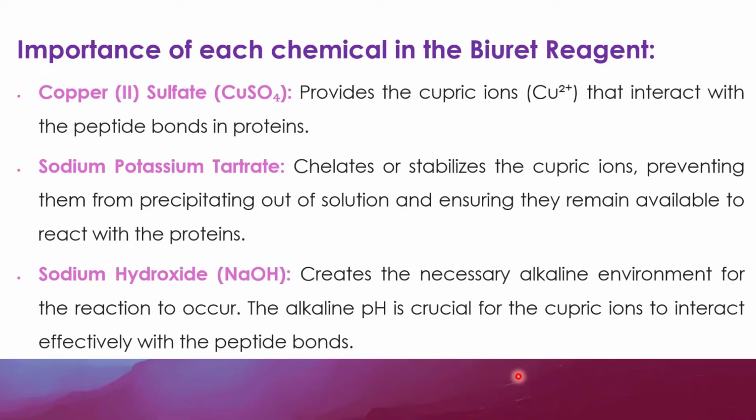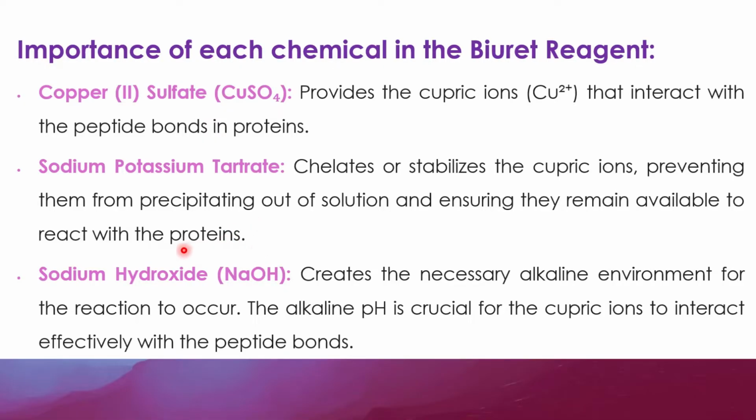Let's look at the importance of each of the chemicals in the Biuret reagent. We'll start by looking at the copper sulfate. The copper sulfate provides the cupric ions that interact with the peptide bonds in proteins. And the sodium potassium tartrate chelates or stabilizes the cupric ions, preventing them from precipitating out of solution and ensuring they remain available to react with the proteins.